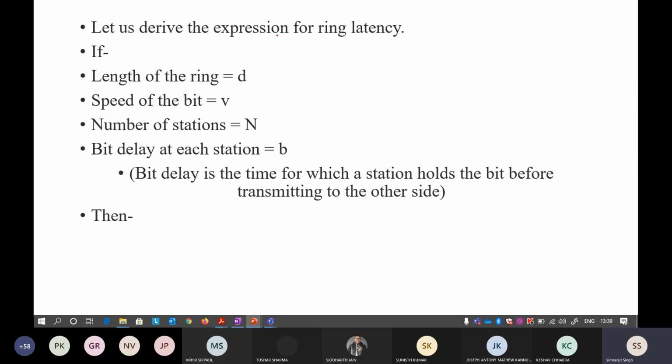Let us derive the expression for ring latency. The length of the ring is given as d, that is the distance. n is the number of stations, and the bit delay at each station is b. There will be some delay because the bit has to go through the station. I'm not talking about any transmission time, because transmission time is to put the packet onto the link, but here you have to pass the bit through the station. So there will be some bit delay, and I'm talking about that. Transmission delay is to put the whole packet. In this regard, I'm only talking about one bit.